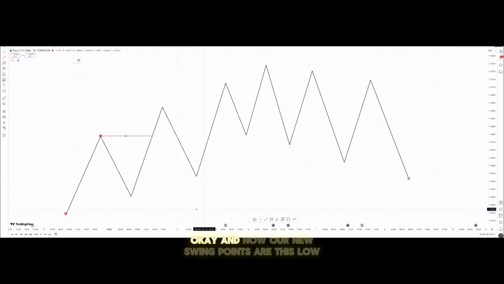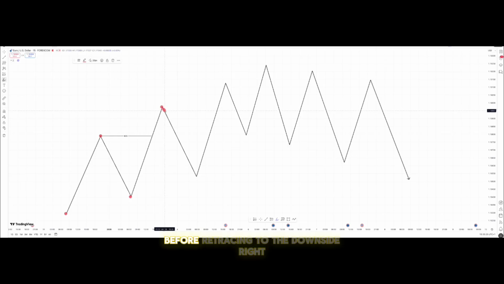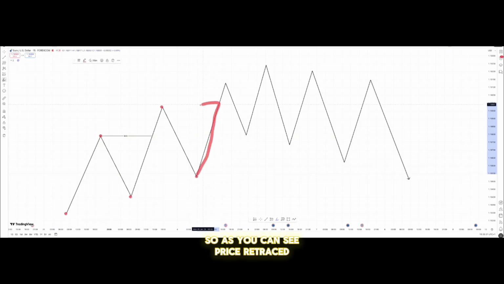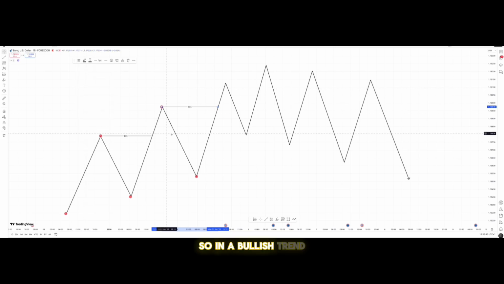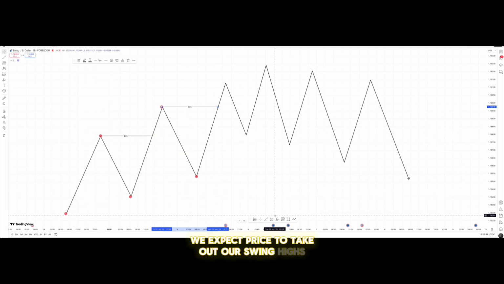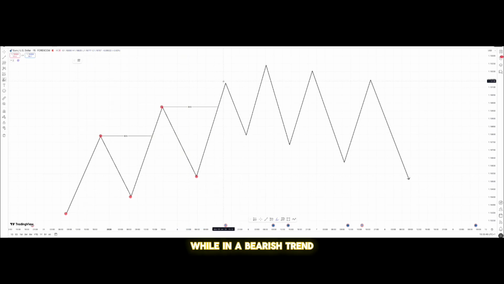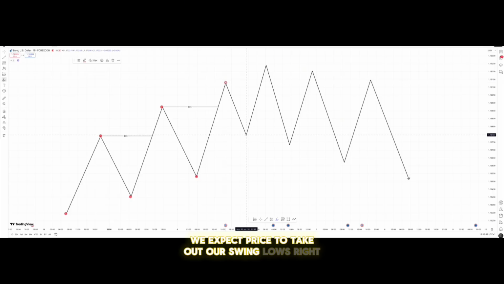Okay. And now our new swing points are this low, the lowest point of price, and this high, the highest point of price before retracing to the downside. As you can see, price retraced, boom, price broke above the previous high, giving us another break of structure. And now we've gotten a clear confirmation that we are in a bullish trend. In a bullish trend, we expect price to take out our swing highs, while in a bearish trend, we expect price to take out our swing lows.